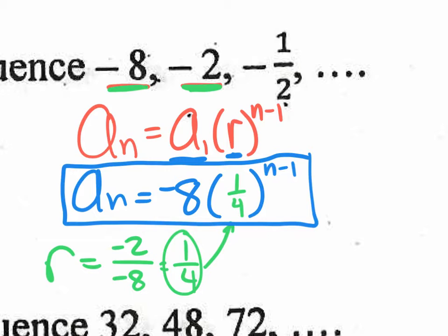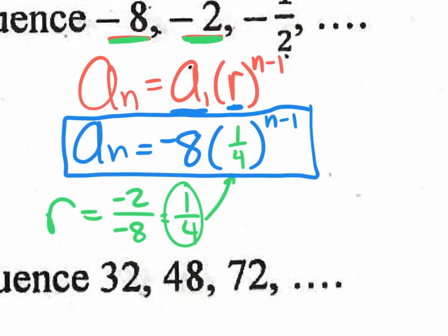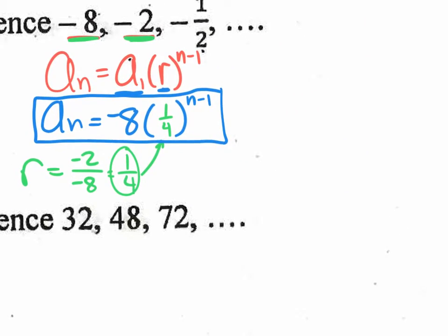So what are they asking for? They want the 8th number? Yeah. Double check. It says find the 8th term, right? The 8th term. So I want to find the 8th term. So the notation for 8th term is this, a sub 8.